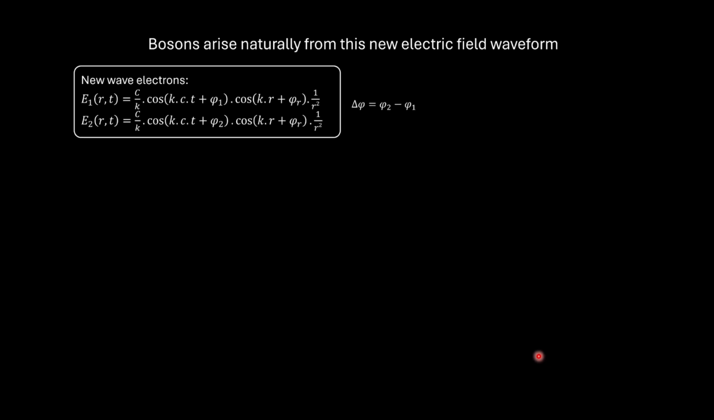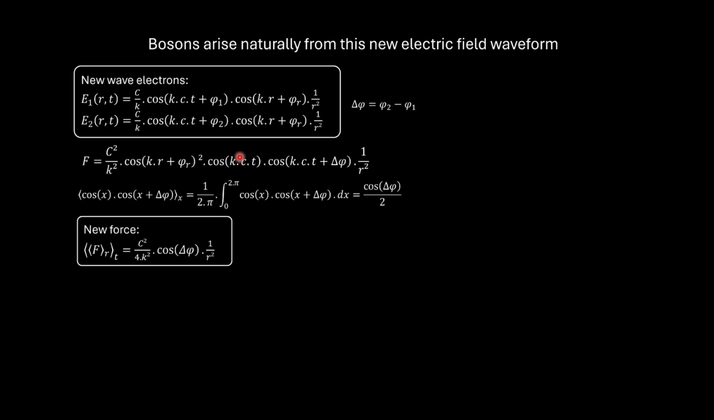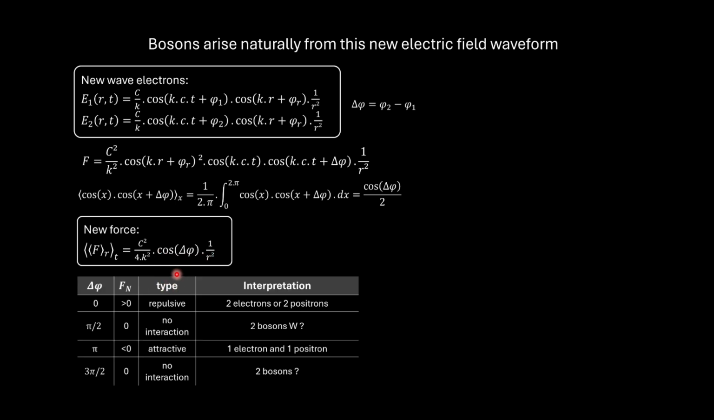Now let's compare the case when both electrons do not have the same temporal phase. The average force looks something like that, and it depends on the phase shift between the two electrons. If there is no phase shift, the force is positive, so repulsive, and we interpret that as two electrons. If there is a pi/2 phase shift, it means there is no interaction between the two particles, they are bosons, etc.